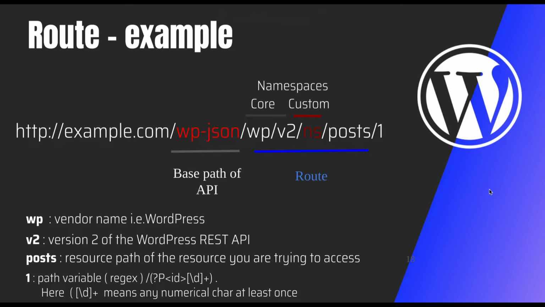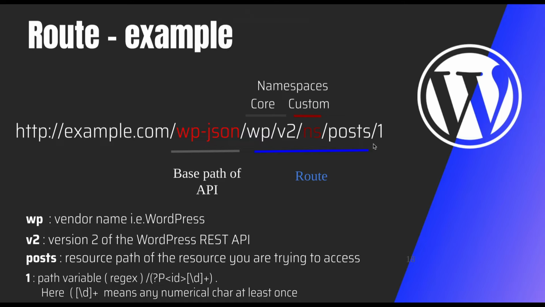Now let's take a look at a route example. Let's take a look at this URL. This is your root URL, example.com. Then you have wp-json, which is the base path of the API. When you register the route, you won't really be adding this. All of your routes that are registered by core and your custom routes are going to be available at this URL, wp-json/whatever.